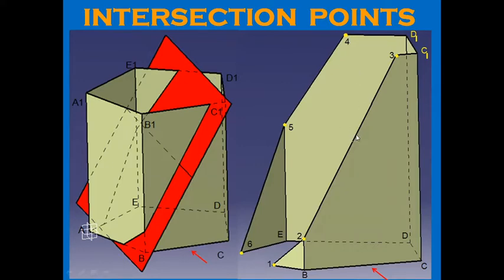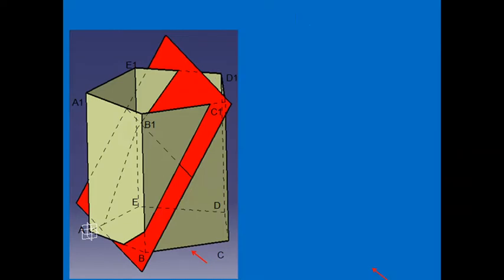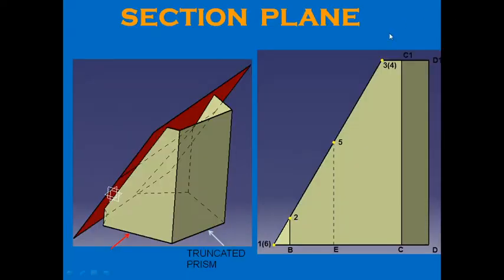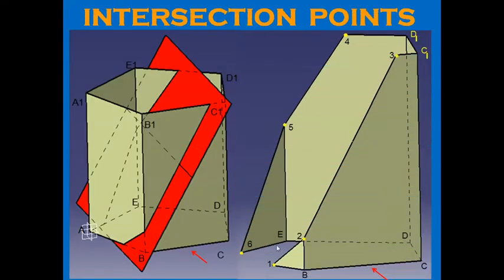Okay, so this is the location of the intersection points. In the front view, this is how you're going to see the intersection points. 1 into bracket 6, because in the front view, as you can see here, 1 is seen, 6 is not seen because 6 is behind 1.